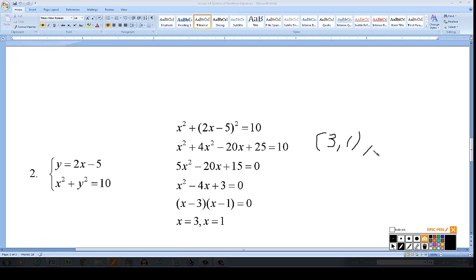X is equal to 1. Okay, into the first one, so put a 1 there. 2 times 1 is 2, minus 5 is negative 3. So 1, negative 3 appears to be another solution. So let's test it out in the second one. We know it works in the first one because that's how we got the values. Put a 1 there. 1 squared is 1, negative 3 squared is 9, 9 and 1 is 10. That checks out. So it appears my solution is the ordered pairs 3, 1 and 1, negative 3.